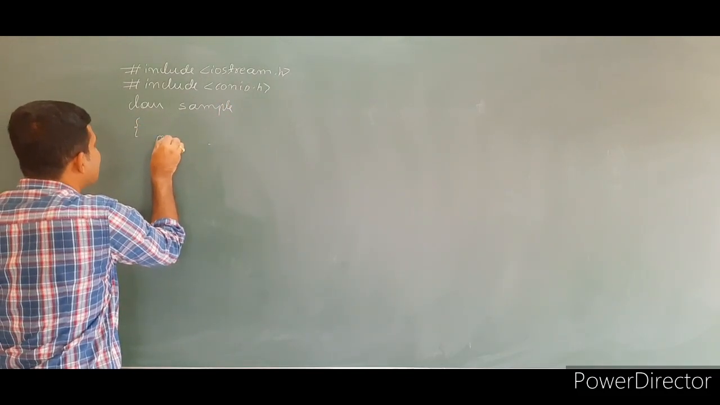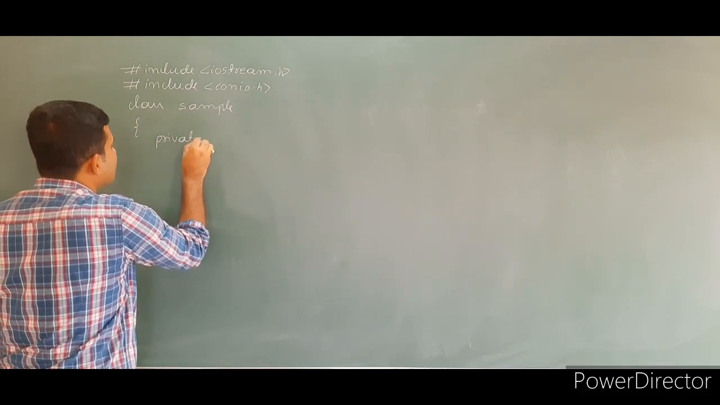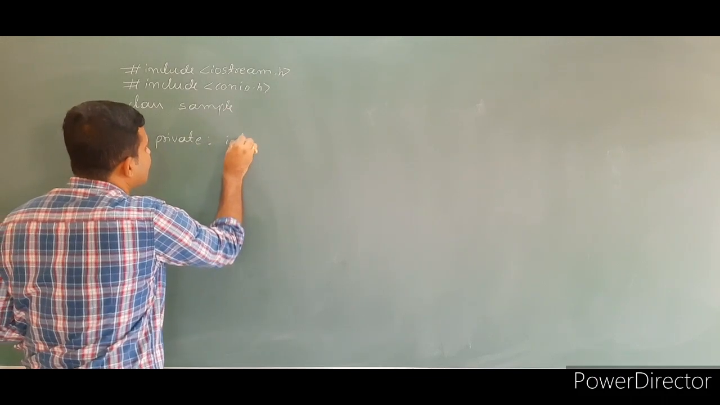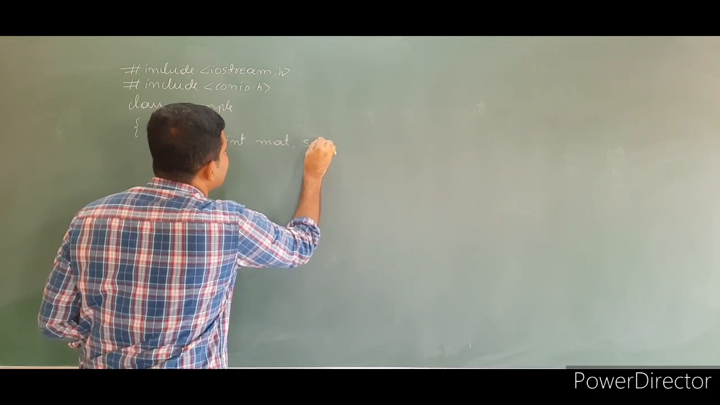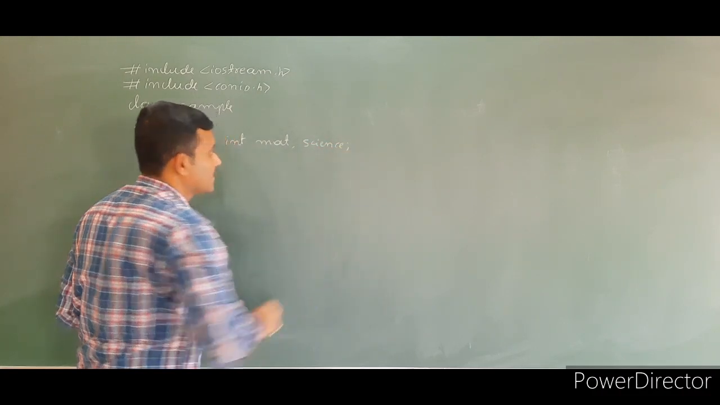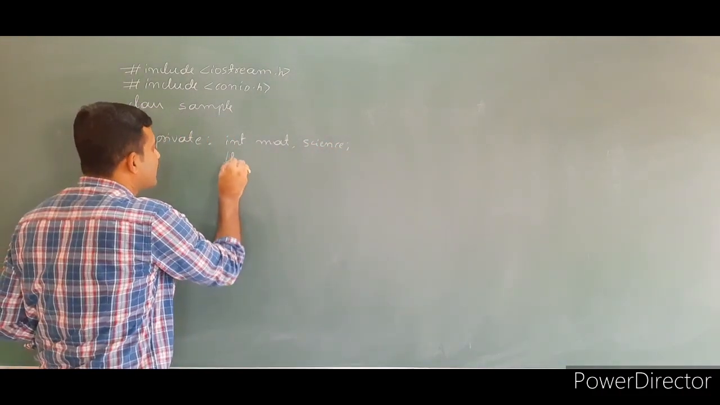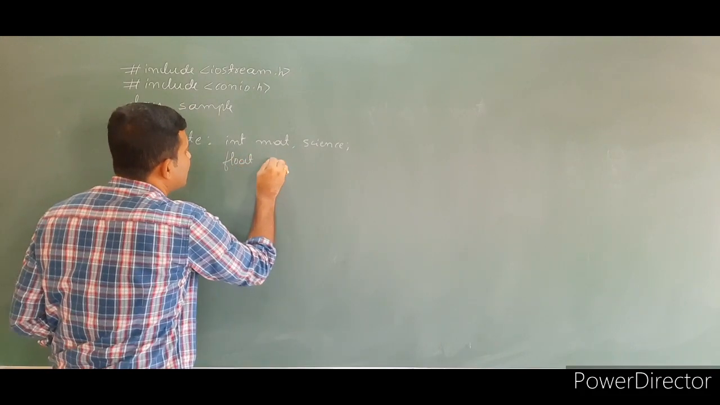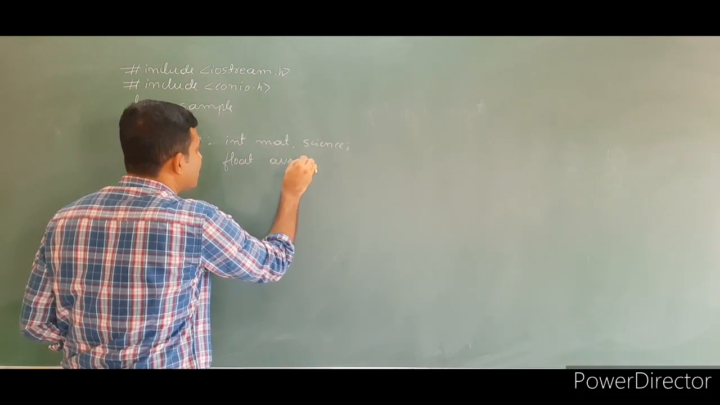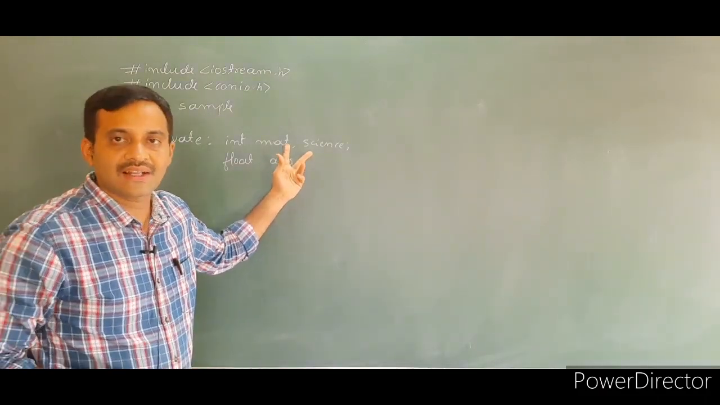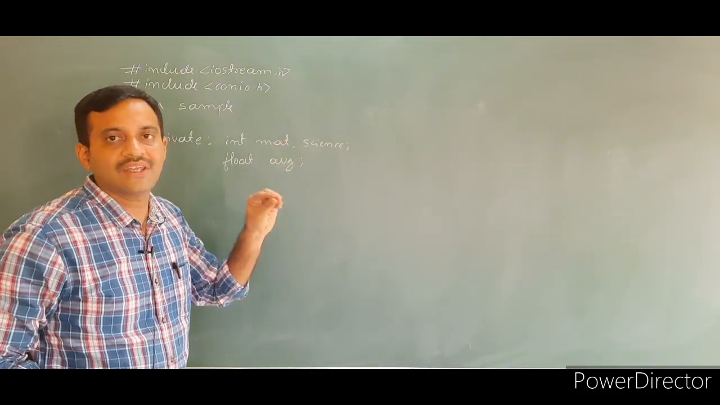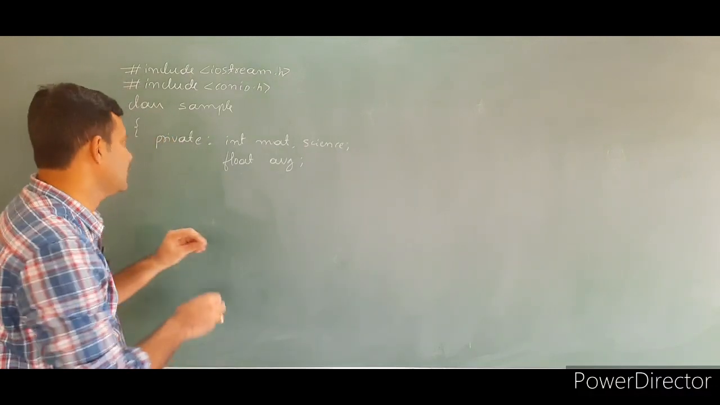Under the private section, declare int mat, then science. These are the 2 subjects. Then under float, average. The problem definition is to read 2 subject marks, then calculate the average of those for the 3 students.